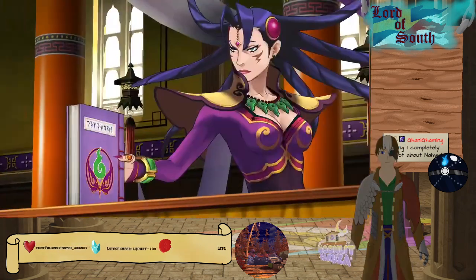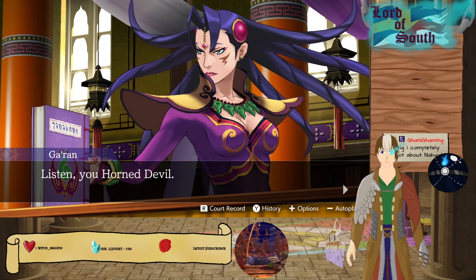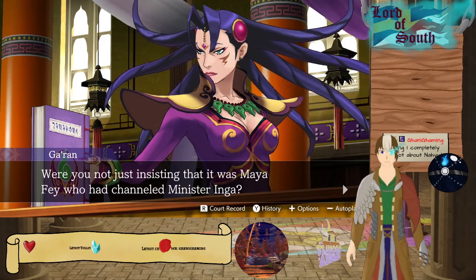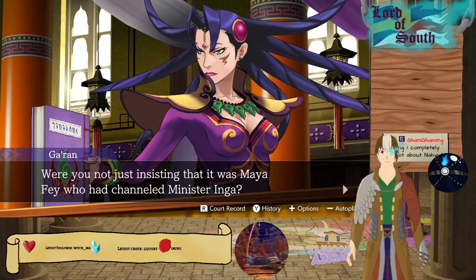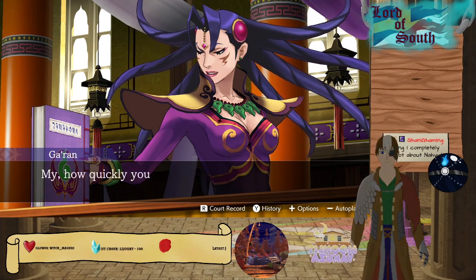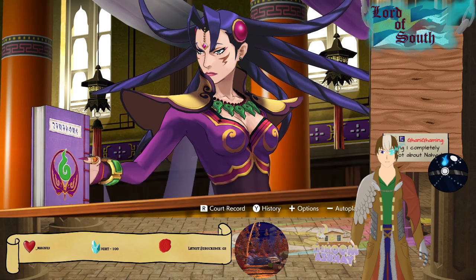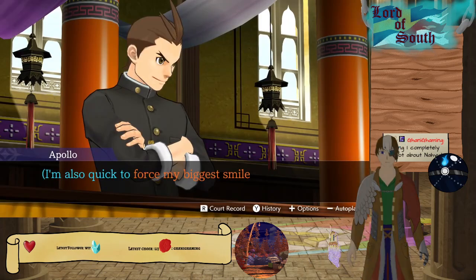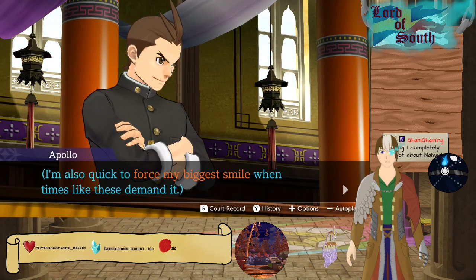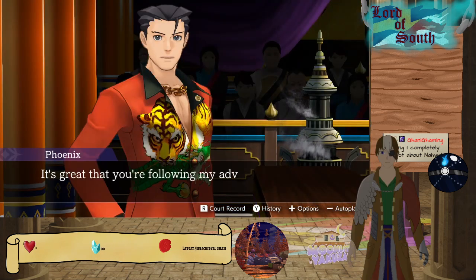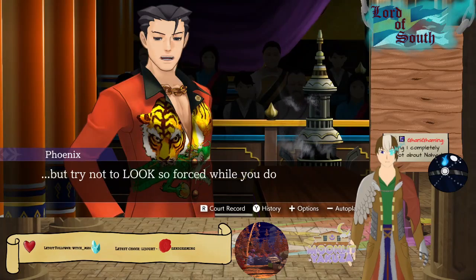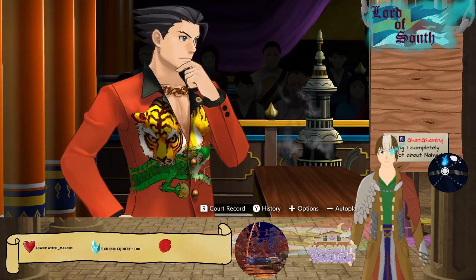Objection! Listen, you horned devil. Were you not just insisting that it was Maya Fey who had channeled Mr. Inga? My, how quickly you changed your tune. Nope, I'm just quick on my feet when new information presents itself. I'm also quick to force my biggest smile, the man said. Basically, he's about to shoot himself. It's great that you're following my advice, Apollo. But try not to look so forced while you do, would you?